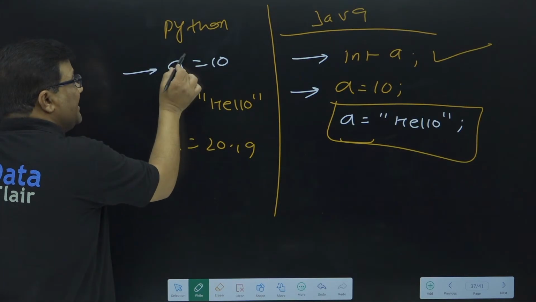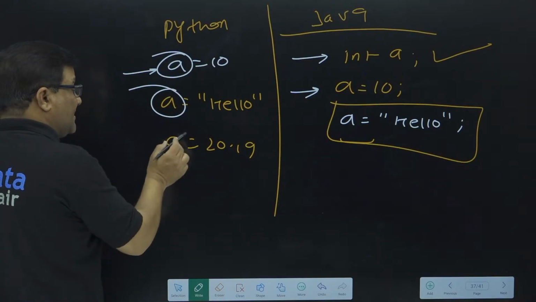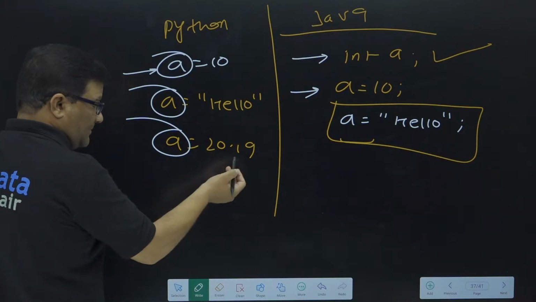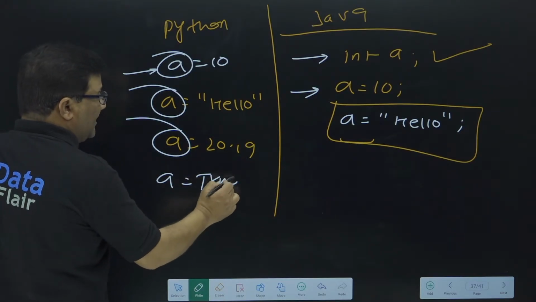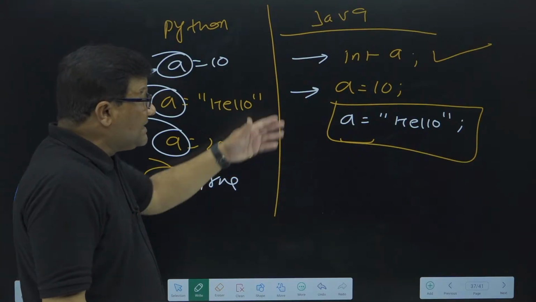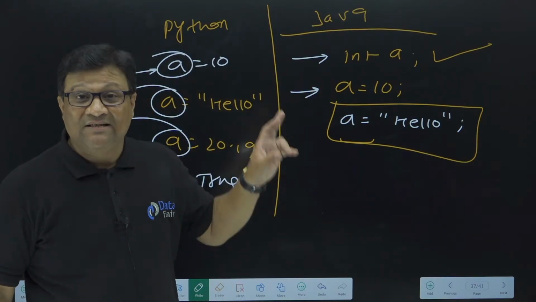Like, this time the data type of A is integer. Second time the data type of A is a string. Third time the type of A is float. Okay, fourth time if I assign true, then the type is changed to boolean. While in Java it is not possible. So for simplicity, Python is best.